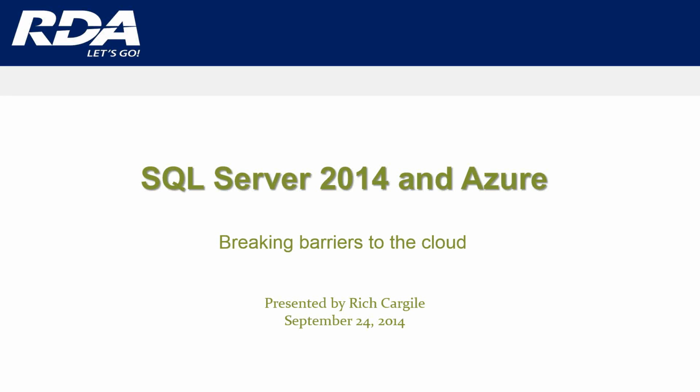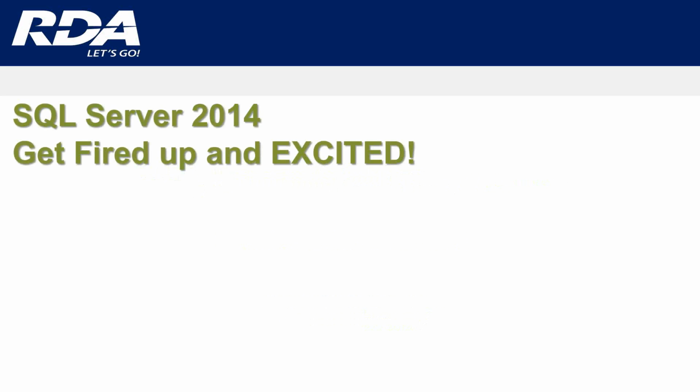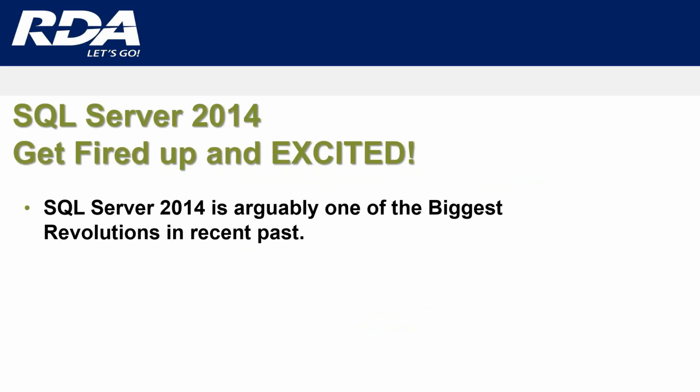Today we'll be talking about SQL Server 2014 and Azure, subtitled Breaking Barriers to the Cloud. I think there's some exciting things going on with SQL Server 2014. This version is, in my opinion, a little bit undersold by Microsoft. I think it's on the edge of one of the larger revolutions in database technologies in recent past. The reason is that we have a new technology out there, and you may have heard of it. It's called the cloud. Microsoft's version of cloud technologies is called Azure.